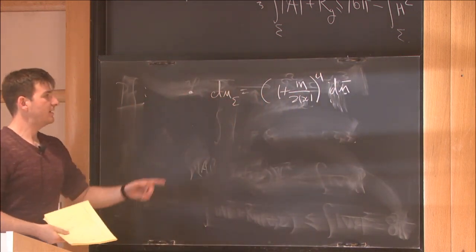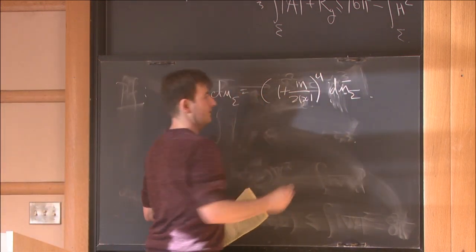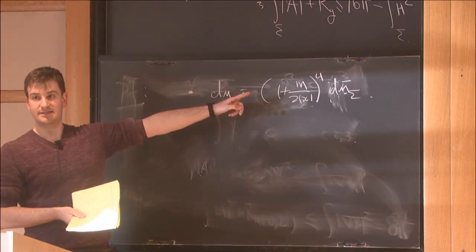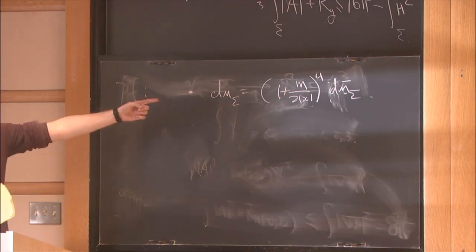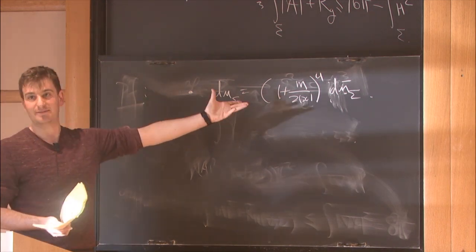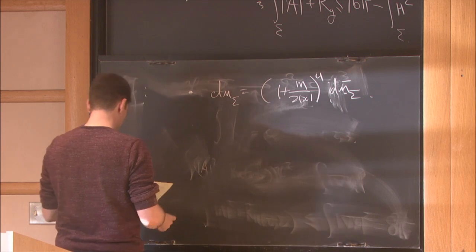So first of all, the volume form changes like this. It's like distance squared. The metric and the volume form of a surface scale the same way, so that's the right power.